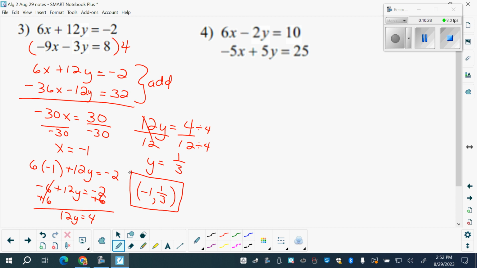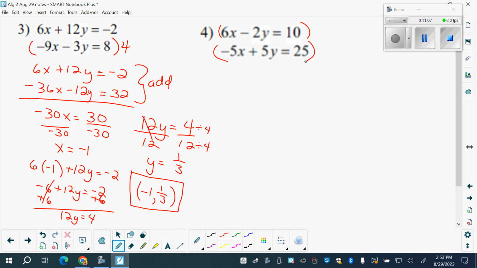Okay, number 4. What do we do on number 4? So we can't just multiply one equation by something, because it doesn't work. So anybody have any idea what we would do? Multiply both of them, that's right. So we can look at the x's or the y's. What should we do? Was it you, David, that said y's?